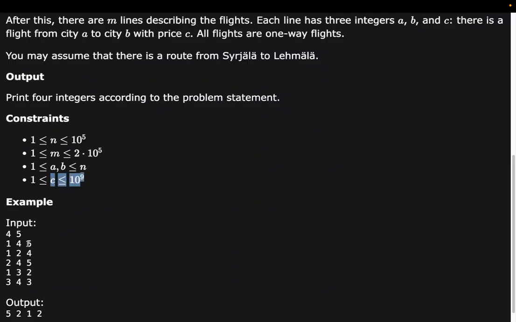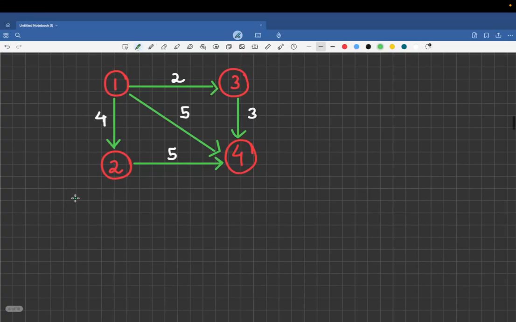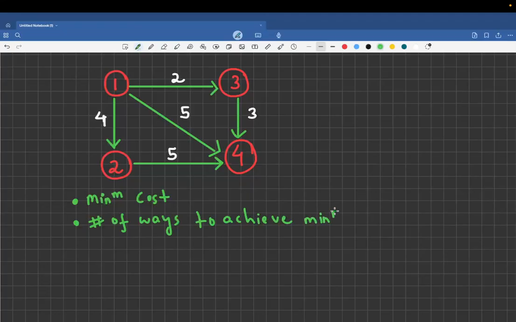Okay, so this is the problem that we have. This is the input test case that is given. Let's try to understand what the problem is. In this particular problem, you want four things. The first thing is you want the minimum cost to reach from 1 to 4, that is node 1 to n. Second thing, you want the number of ways to achieve minimum cost.